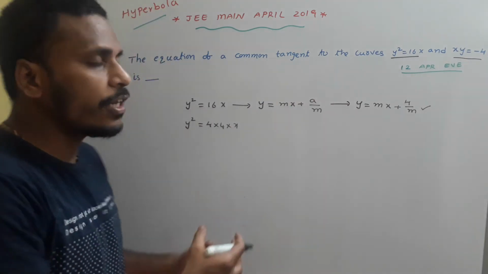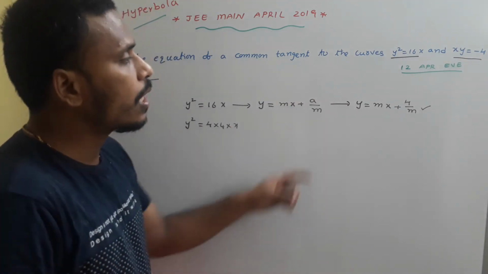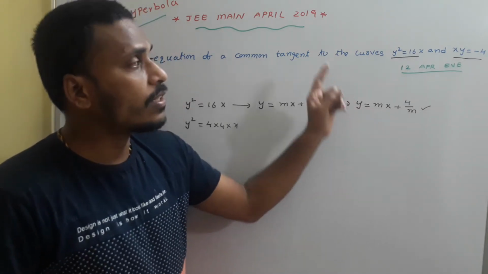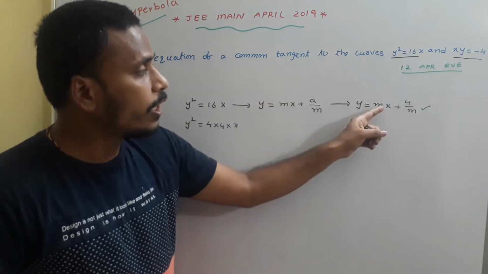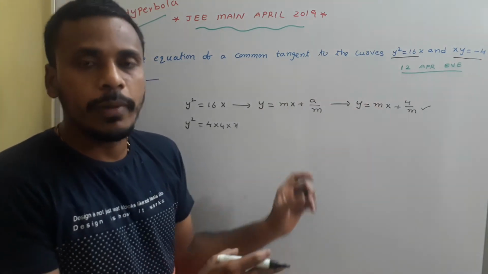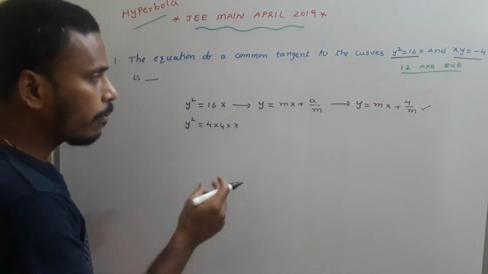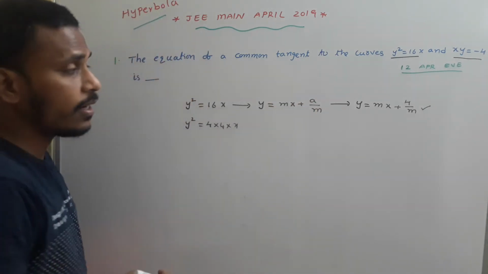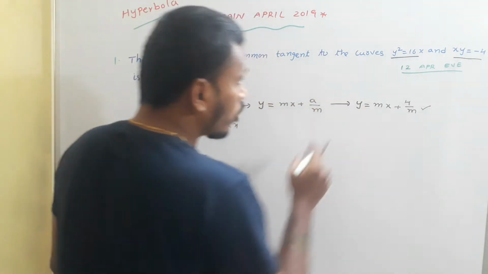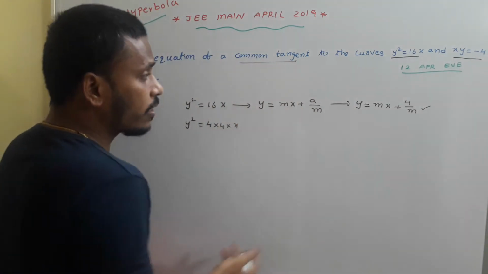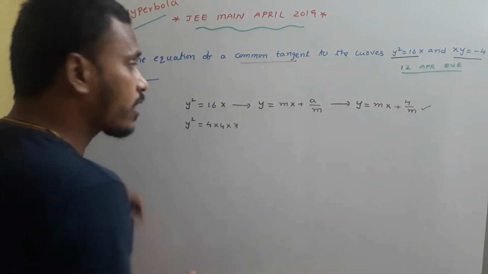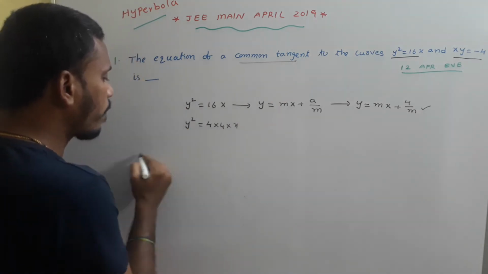Our task is to find the tangent equation. That means we need to find the m value for which it is also a common tangent for that hyperbola, and then mention the tangent equation. So the line should also act like a tangent for xy is equal to minus 4, as given.